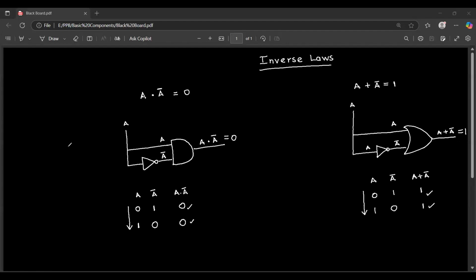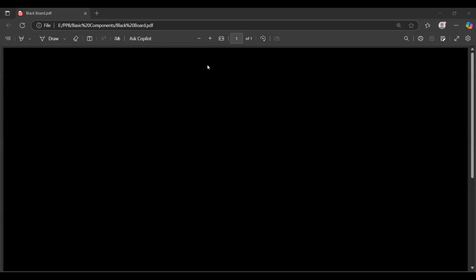So why are we learning these laws? Well, we are learning these laws to simplify logic circuits. That's why we need them. I know if I am giving you questions on this, it's not going to be that hard, but let me give you some questions like this.